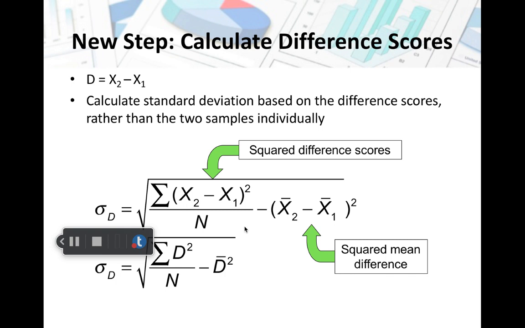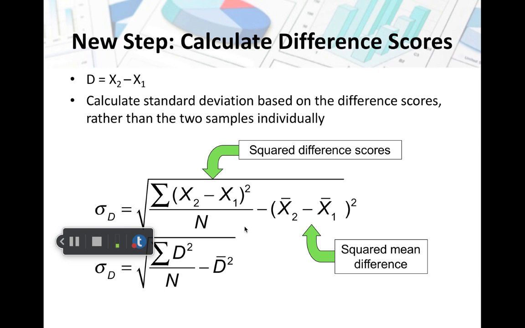So basically, all you're doing is taking one score and subtracting the other, and we represent this with D. So D is x2 minus x1, depending on whatever ordering you have. And D bar, or the mean of D, or the mean of the difference scores, is the mean of one minus the mean of the other. Or you can just calculate the difference scores directly and take the mean of them.